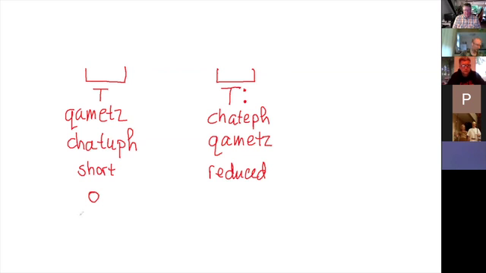And there are some rules, and we don't bother about the rules, but there are some rules about when the kamets in a syllable is an O sound or an A sound. But normally the symbol is for the letter A, and this is just an exception. It's the kamets chatuf, a short O sound. And this is the reduced, it's even shorter.